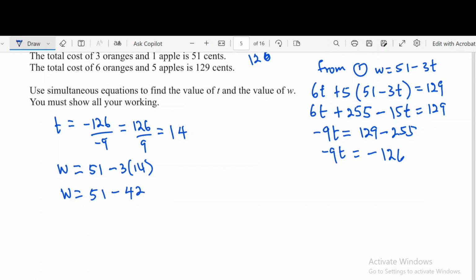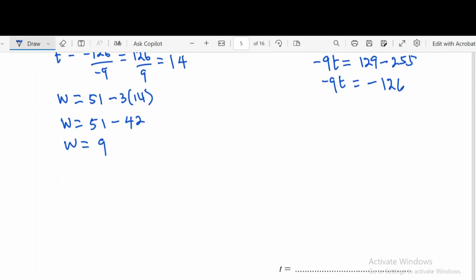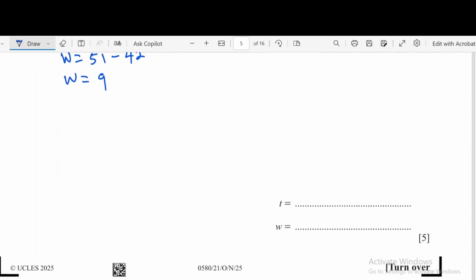So you have 42. That's how you do your fast calculation when you are solving papers without calculator. So W here is going to be 51 minus 42. That's going to be 9. So we have our two answers. T is 14, W is 9. So let's go and enter that. So we have 14 here and we have 9.